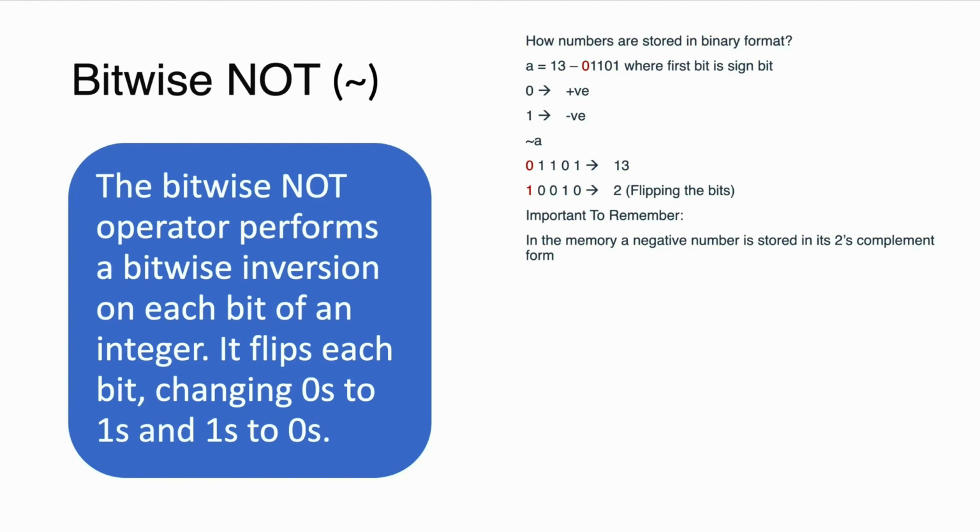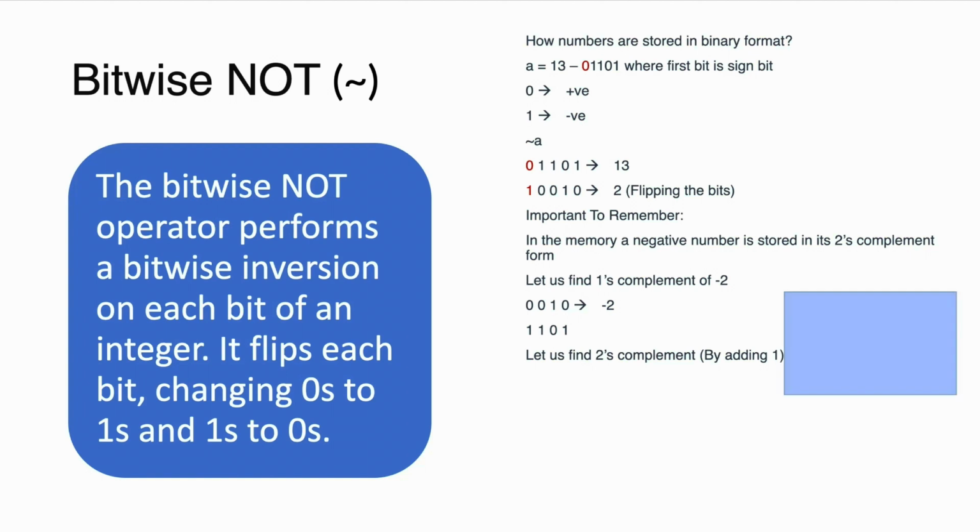So which means that in order to find this result, we have to find the 2's complement of this number 2. Now in order to find the 2's complement of this number 2, we will have to first find the 1's complement. So which means that 0010, which is the binary representation of the number 2, will now become 1101. So this will be the 1's complement. Now in order to find the 2's complement, we have to add 1 to the 1's complement of 2.